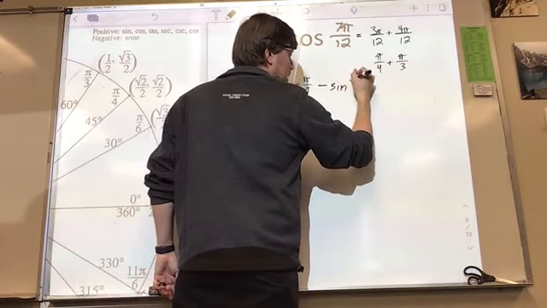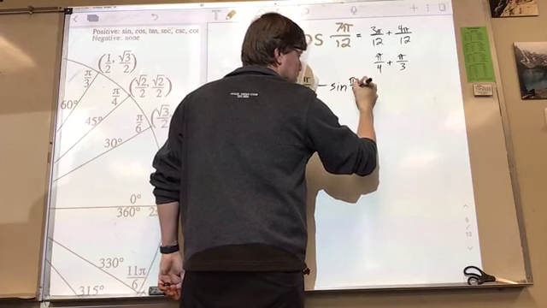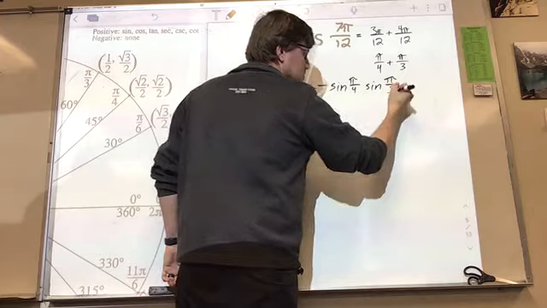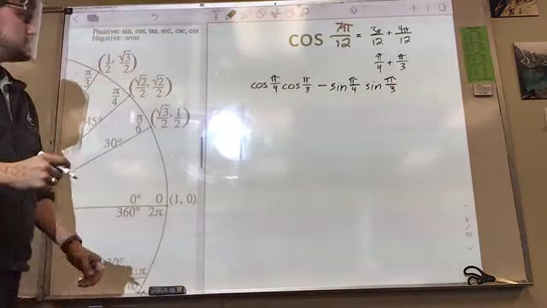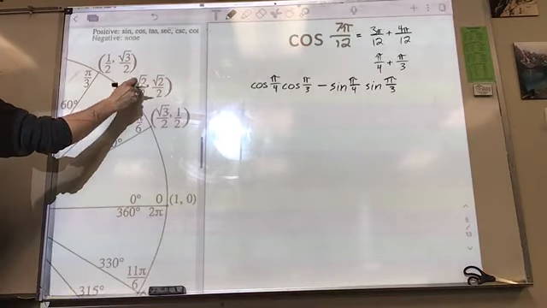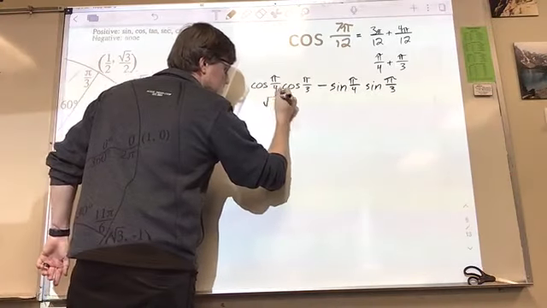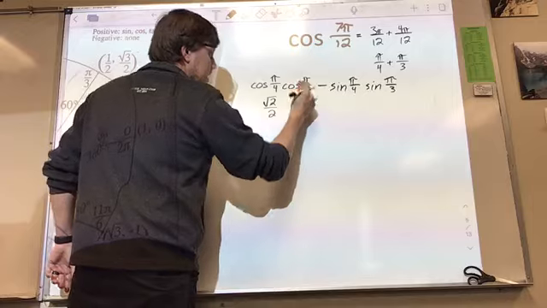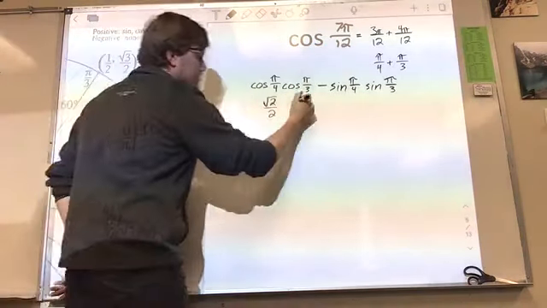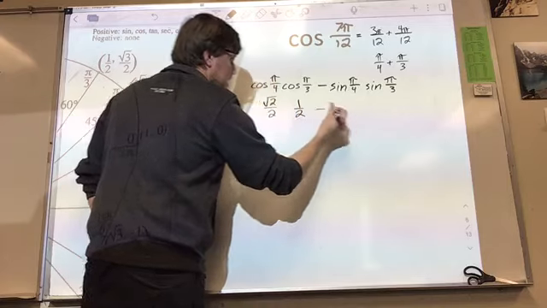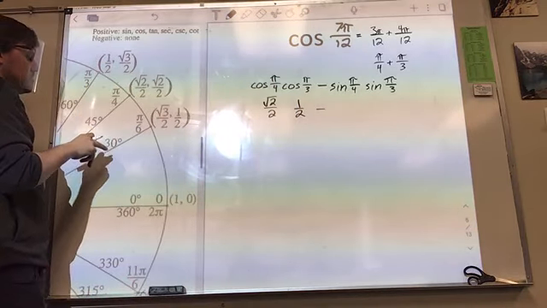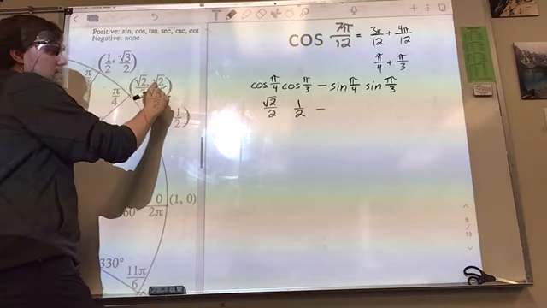Sine of A, sine of B. So now exact same process. We go to pi over 4 and we look for our x value. At pi over 4, we have an x value of root 2 over 2. At pi over 3, we look for our x value. At pi over 3, our x value is 1/2. Minus, at pi over 4, we're looking for our sine. So at pi over 4, we're looking for our sine, which is root 2 over 2.